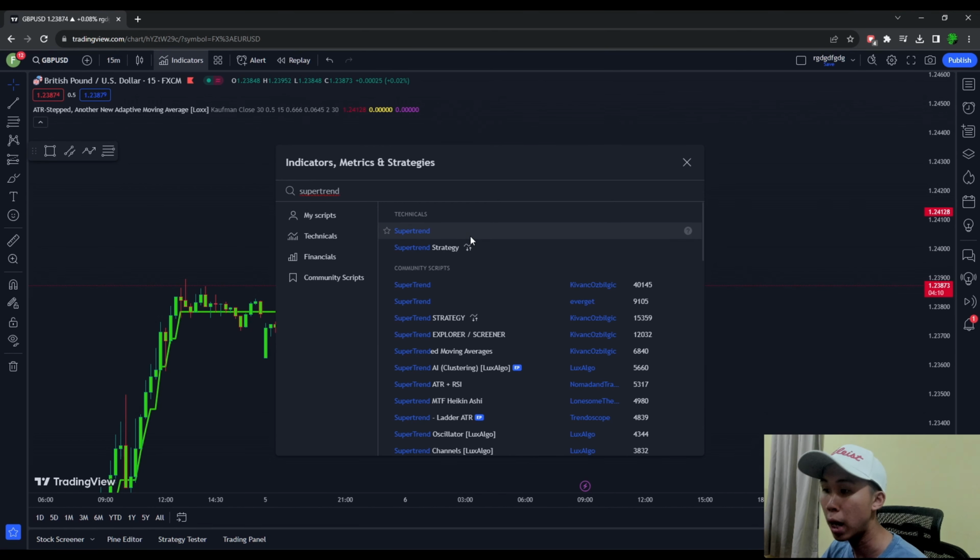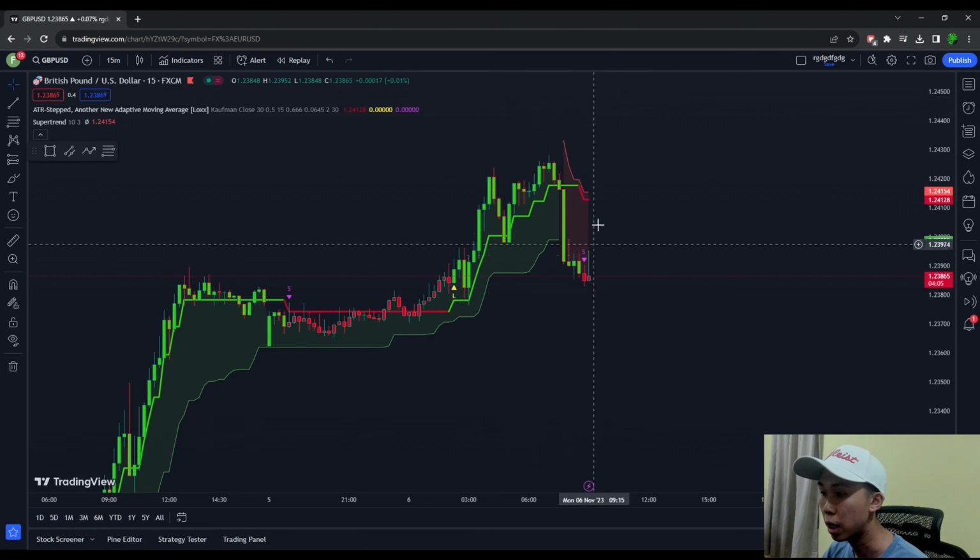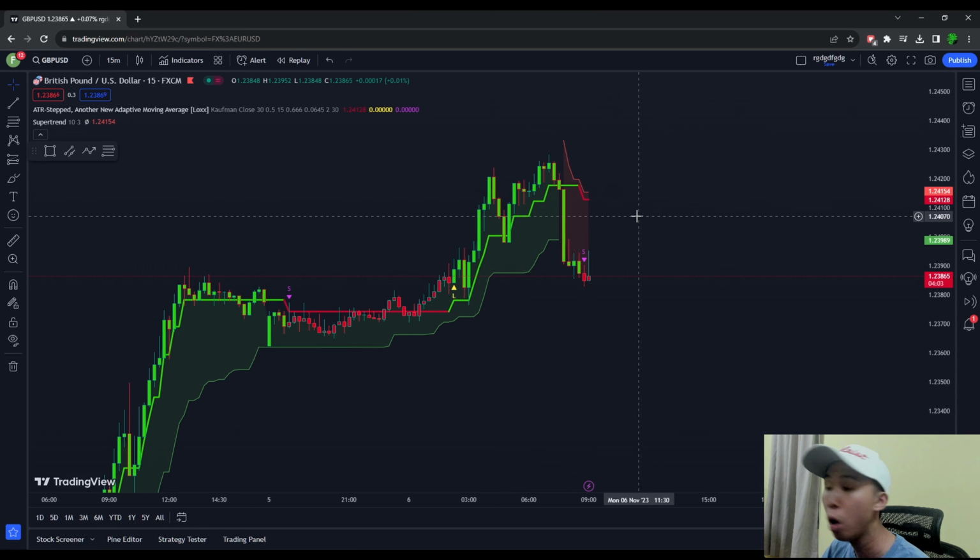The next indicator will be Super Trend, under Technicals. Over here, you press it. You can see there's something like an Ichimoku cloud on your screen right now.